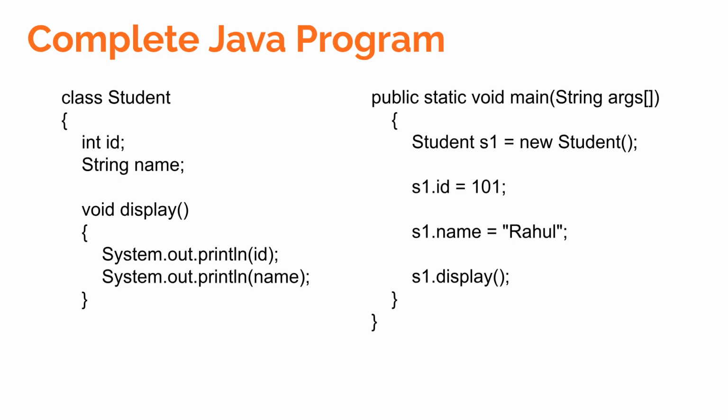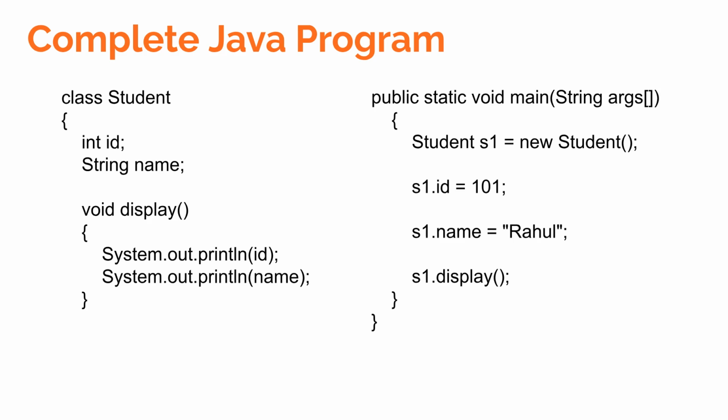Create an object. Student s1 = new Student(). This line creates an object of the Student class. Let's understand each part. Student is the class name. s1 is the object or reference variable. new creates a new object in memory. Student() calls the constructor and allocates memory.